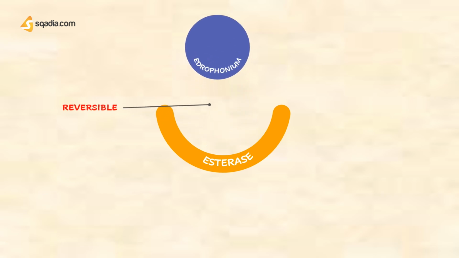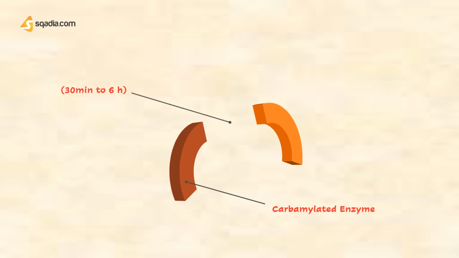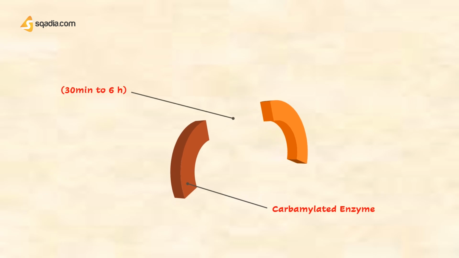The carbamate esters, for example neostigmine and pyridostigmine, undergo the same two-step process as acetylcholine, except that the breakdown of the carbamylated enzyme is much slower, 30 minutes to 6 hours.